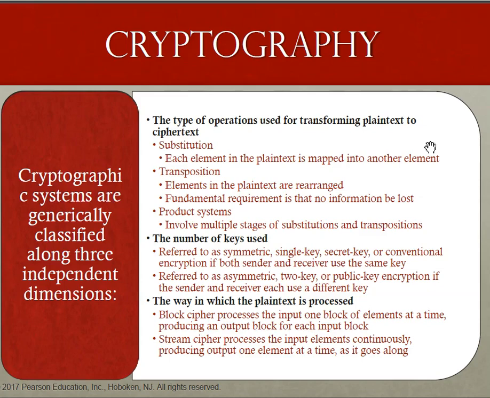The way in which the plain text is processed, we have the block cipher, which processes the input one block of elements at a time, producing an output block for each input block. Okay, so we have a block cipher, and the second one is a stream cipher. The stream cipher processes the input elements continuously, producing output one element at a time as it goes along. So it receives and then it generates the stream. It's not block by block, right? It's continuously producing the output. Okay, that is a kind of cryptography.